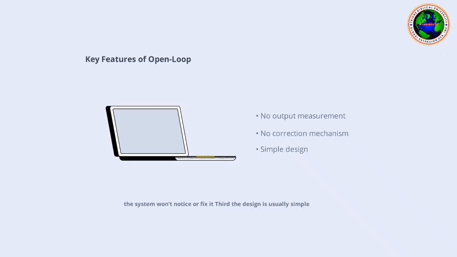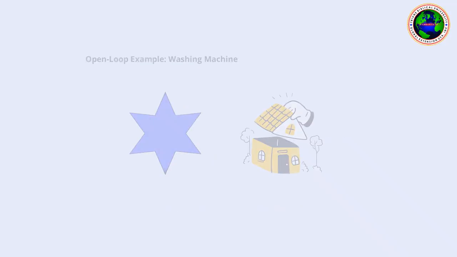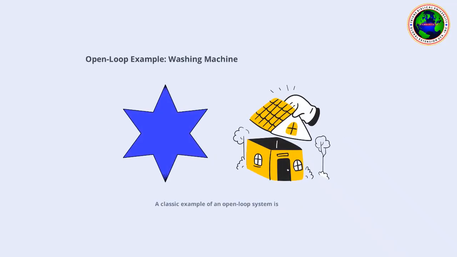Third, the design is usually simple, which keeps costs low and makes the system easy to implement. However, this simplicity comes at a price, especially when conditions change or disturbances occur. A classic example of an open-loop system is a washing machine that runs on a timer.